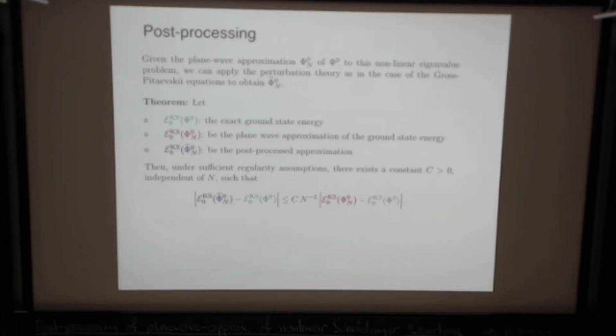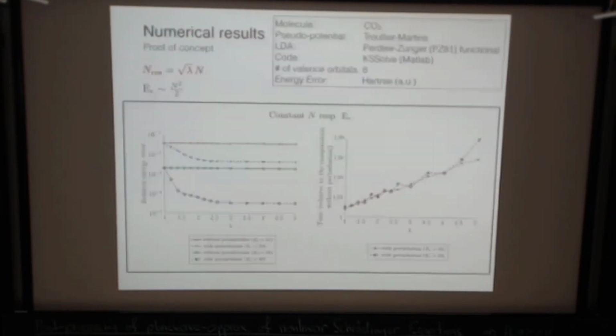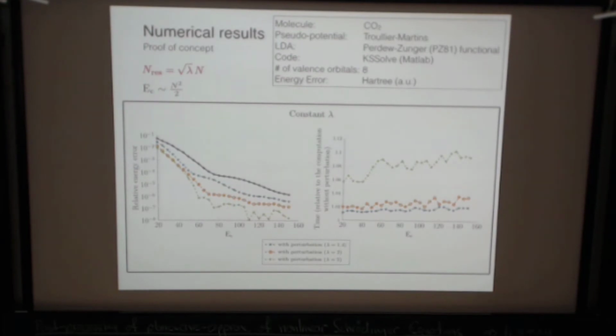However, I must say this is in the asymptotic regime, and none of the practitioners really compute with n or ECUT, as they call it, that is really in an asymptotic regime where you start to see things converging smoothly and steadily. However, I have to say this is a very simple numerical result. So it's CO2, and you have all kinds of abbreviations here. But the point is that we have 8 valence orbitals here.